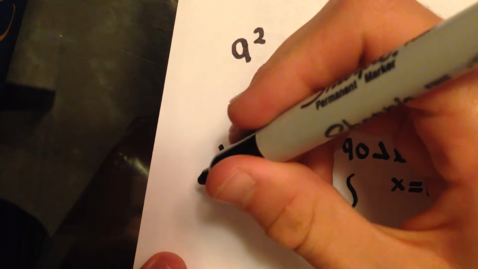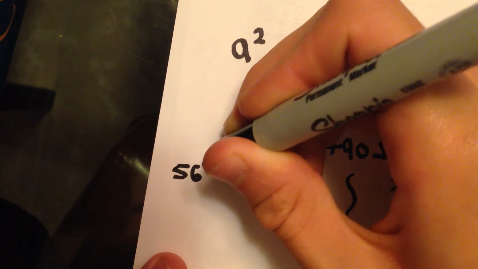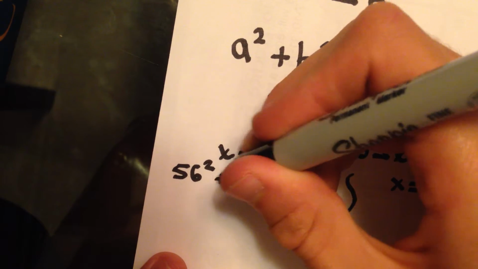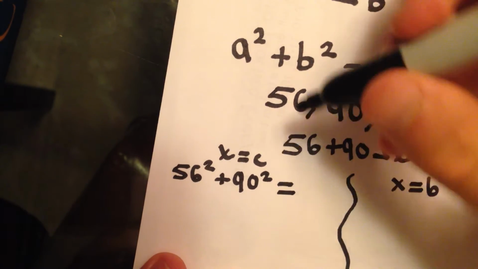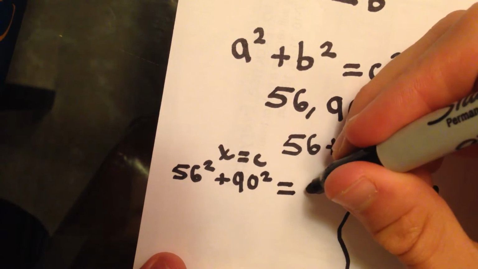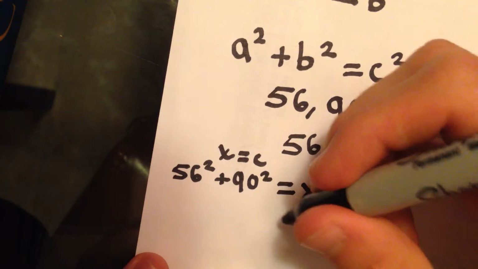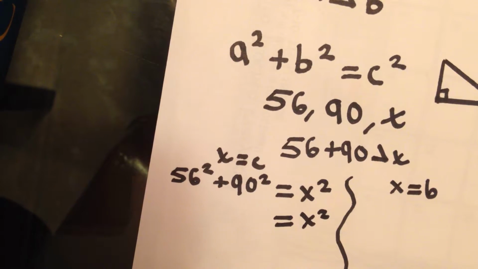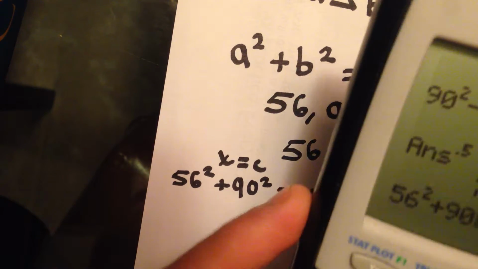So we can write that one of the legs squared, let's call that 56 squared, plus the other leg squared, which is 90 squared, is equal to the hypotenuse squared. And we said that x is equal to the hypotenuse, so we can set that equal to x squared. You do a little bit of math, and you get that something is equal to x squared. Let me do that really quickly on our little calculator. What is it? 56 squared plus 90 squared.